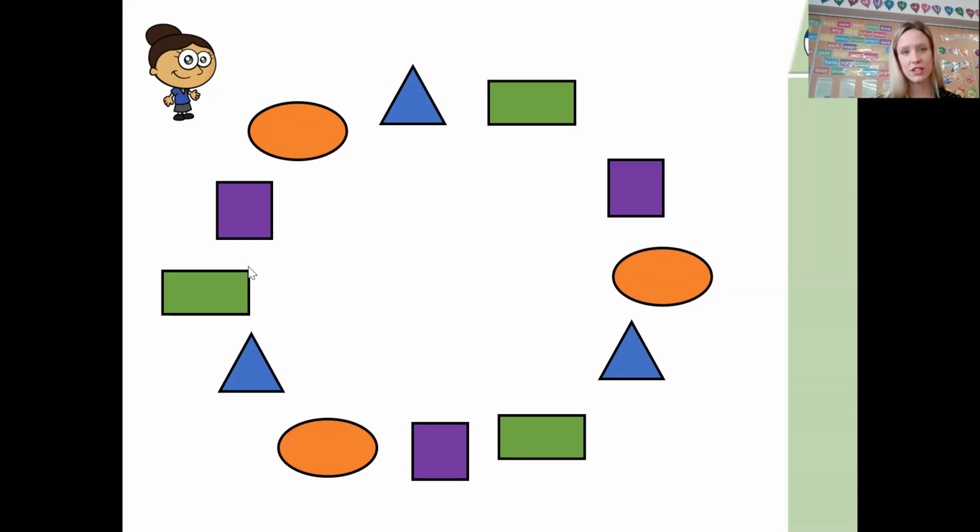So we could start at the triangle here at the top and go triangle, rectangle, square, oval. Triangle, rectangle, square, oval. You could start there, or you could start at the square. Square, oval, triangle, rectangle, square, oval, triangle, rectangle. Doesn't matter. But the repeated pattern is all the way around.